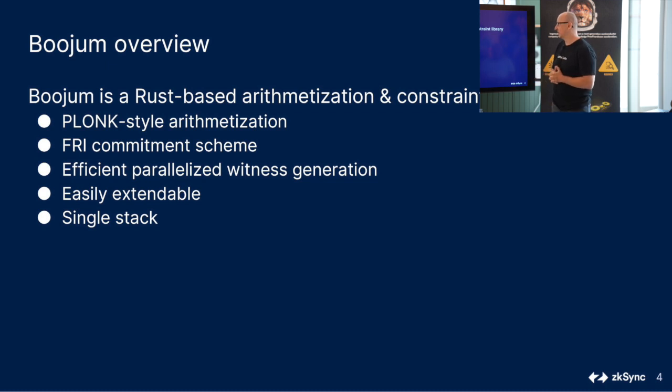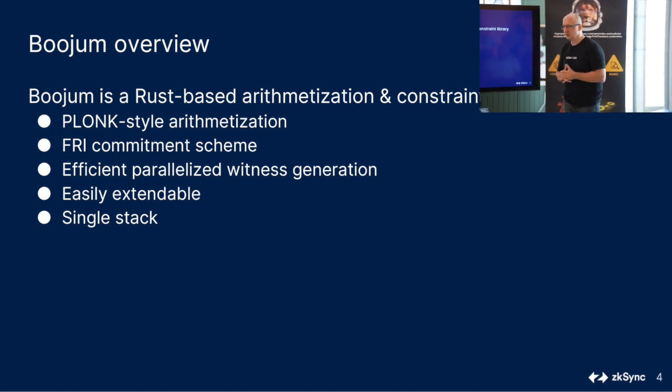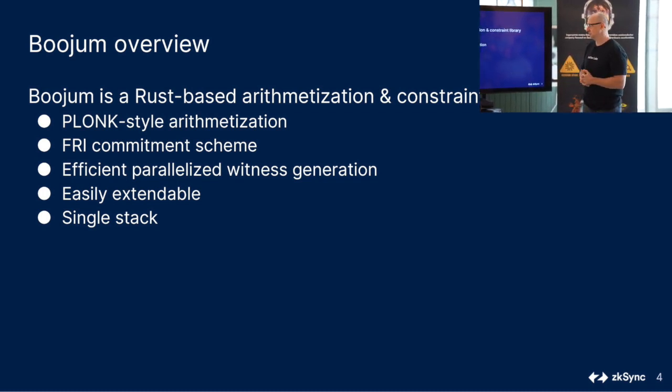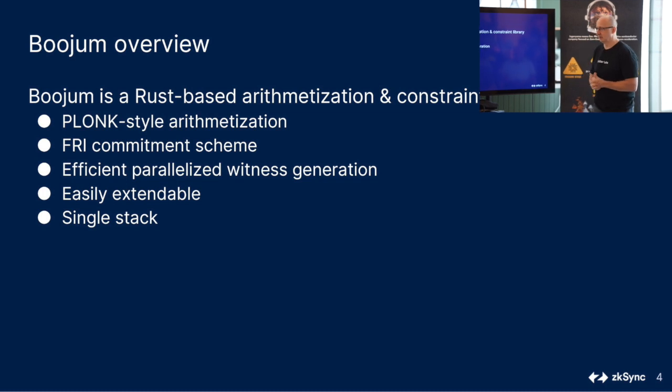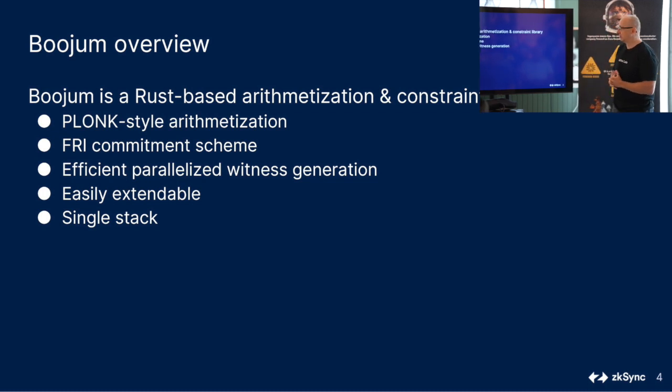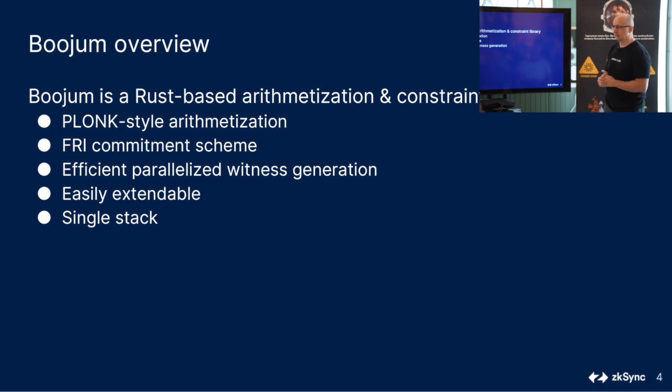Boojum itself uses Plonk-style arithmetization, which some call Plonkish. It's using custom gates, and I think people know it from other proof systems like Plonky2. The second important part is the FRI commitment scheme. So we are using hashing, Merkle trees, and FRI to commit, then do openings and prove the correctness.